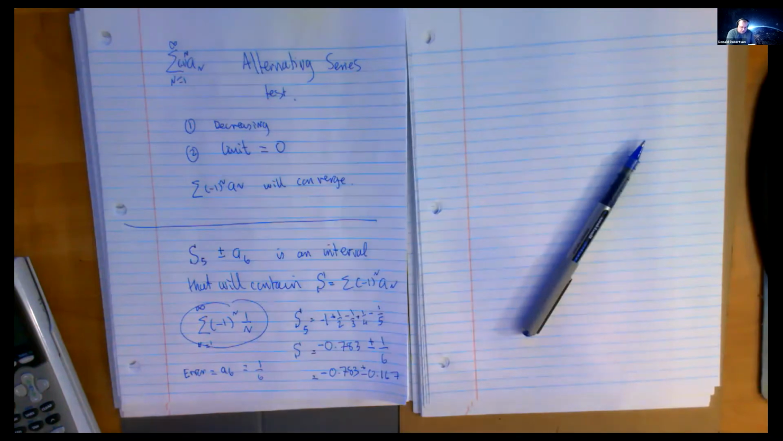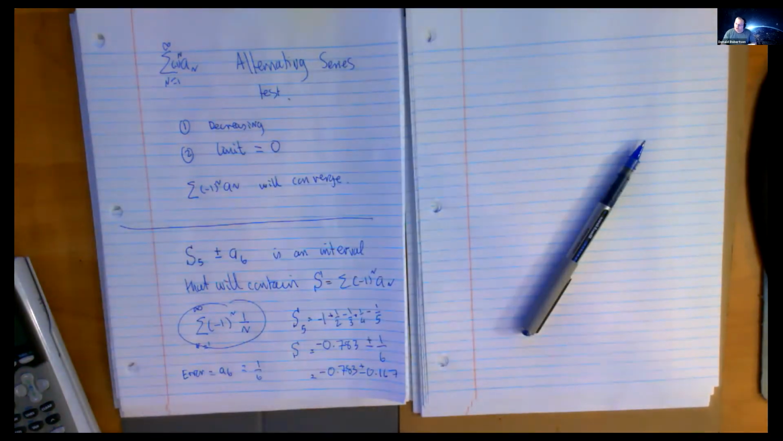So although you can't actually find the exact value of many of these sums, for an alternating series, it's not too difficult to find at least an interval where you can guarantee that the answer lies.